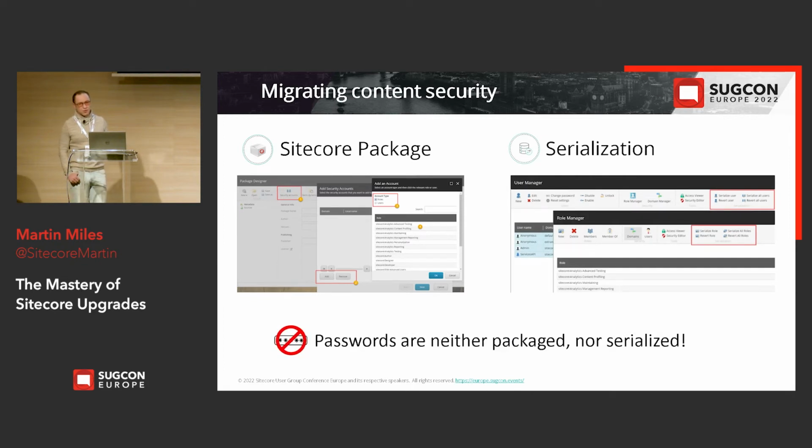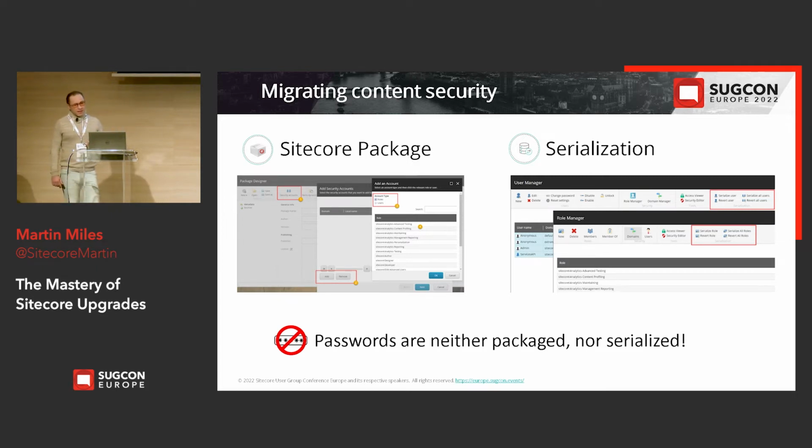There are a few options to transfer users and roles from one instance to another. You can use the standard package designer, so that you can add the roles and users that you would like to package up and install on the target instance. You can also use serialization. Users and roles will be serialized under the serialization security folder, so you can copy these serialized files from one instance to another, and that would work. Then you will revert.